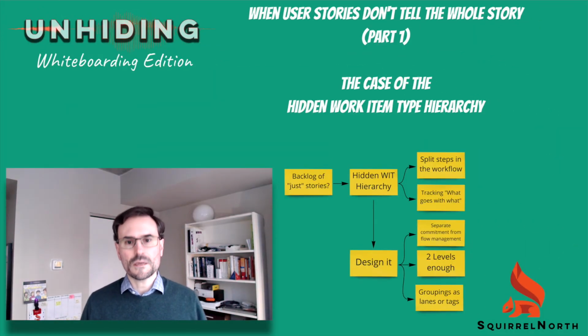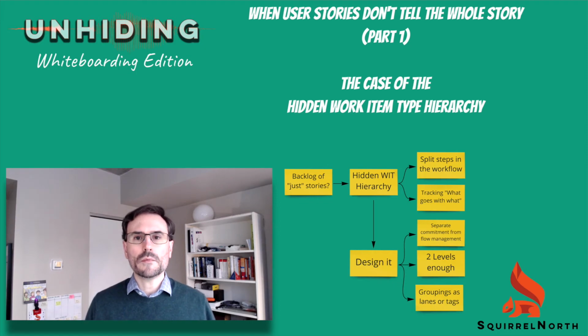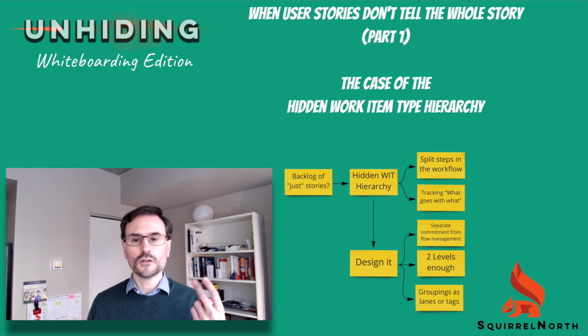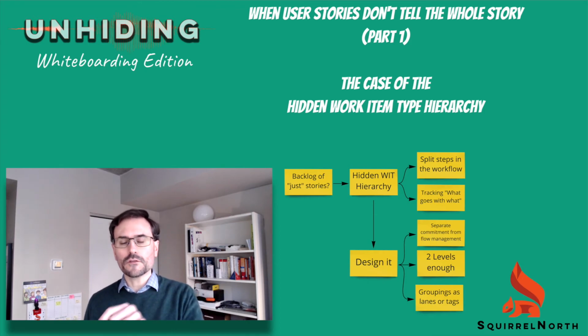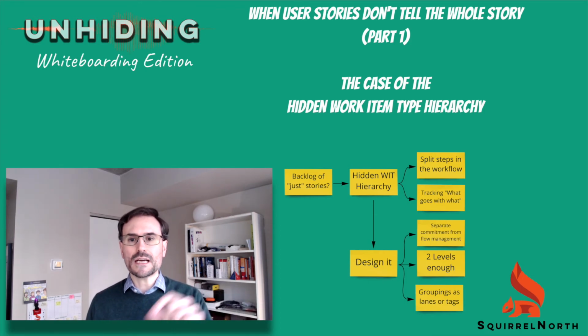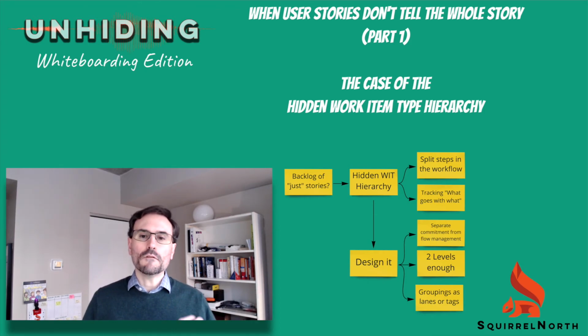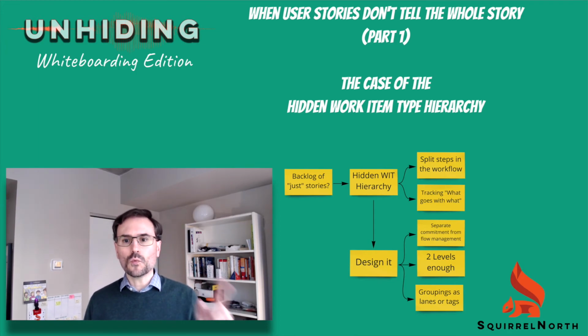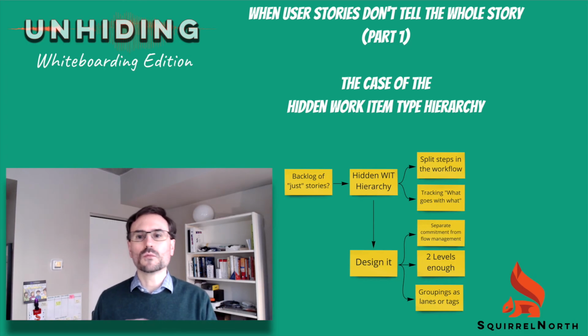So, to summarize, if you have a backlog consisting of just user stories, take a deeper look at it, looking for the signs of a hidden work item type hierarchy. Two things to watch for. One is steps in your workflow where work splits, where stories arrive to be split, followed by, second sign, the need for later tracking what goes with what or what's committed with what.